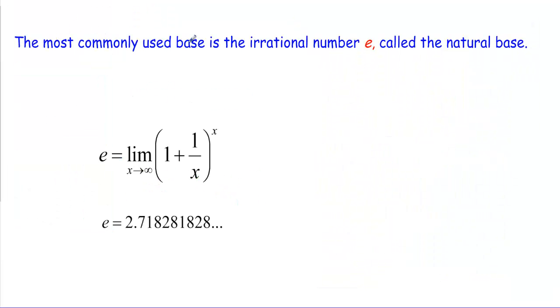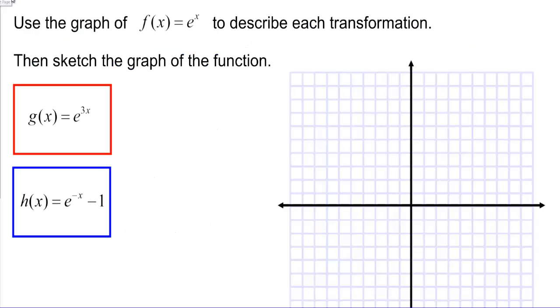The most commonly used base is the irrational number e, called the natural base. E is the limit as x approaches infinity of this function. And the closer you get to infinity with this function, the closer we get to 2.718. That's usually the number we use for e.